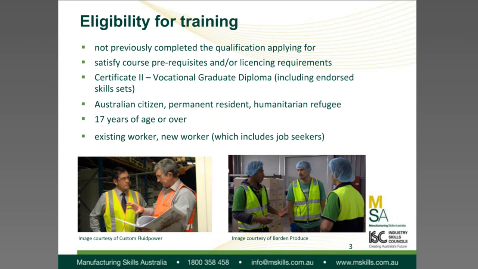Eligibility for training. On the screen you will see the main eligibility criteria. We'll have a quick look at that and some discussion. A candidate must not have previously completed the qualification they have applied for. They must have satisfied all prerequisite or licensing requirements. Applications can be submitted for nationally recognised qualifications, that is, Certificate 2 to Vocational Graduate Diploma. Applications can also be submitted for endorsed skill sets that are included within any nationally recognised training package.